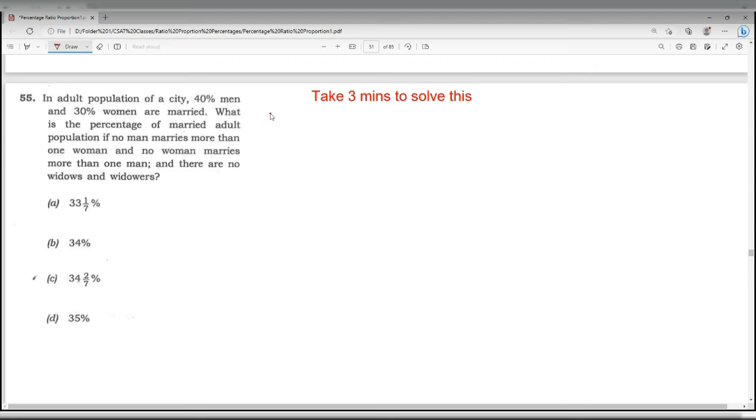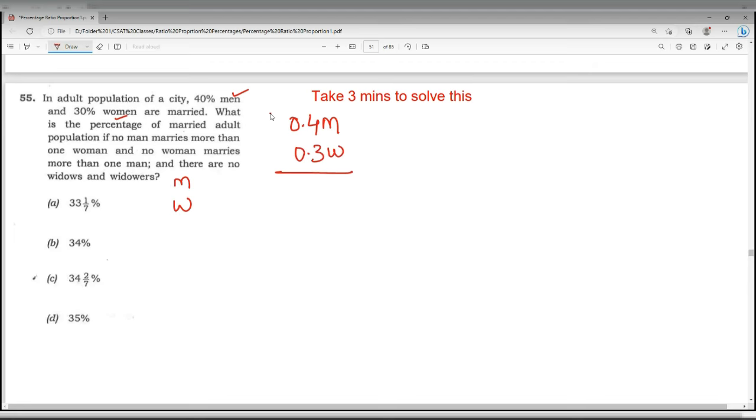What they're saying is there are married couples, and 40% of men are married and 30% of women are married. So what you can say is, let the number of men be M and the number of women be W. So 0.4 of men are married and 0.3 of women are married. So this is what they are saying.